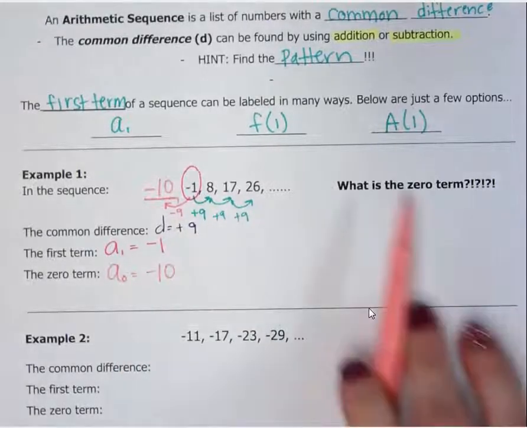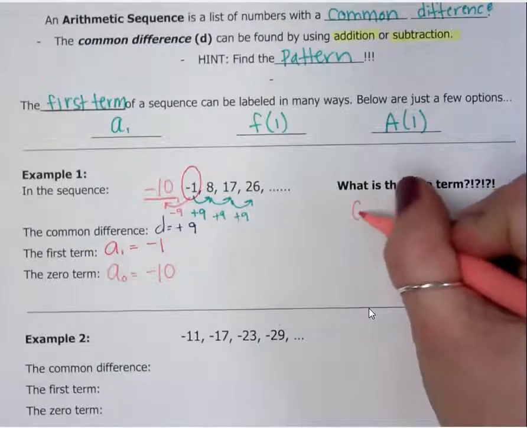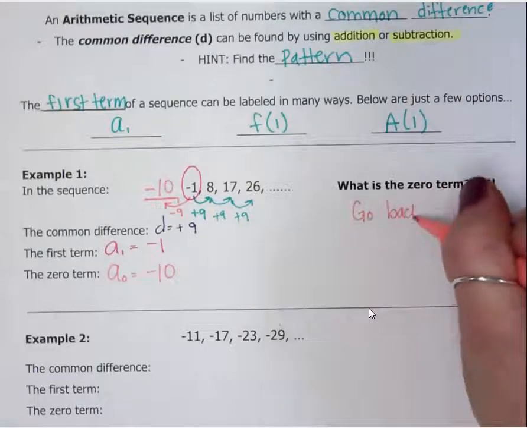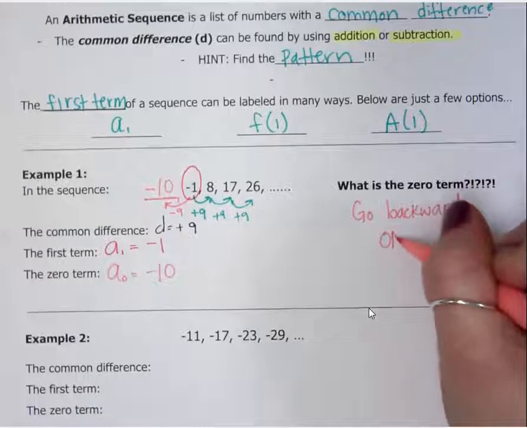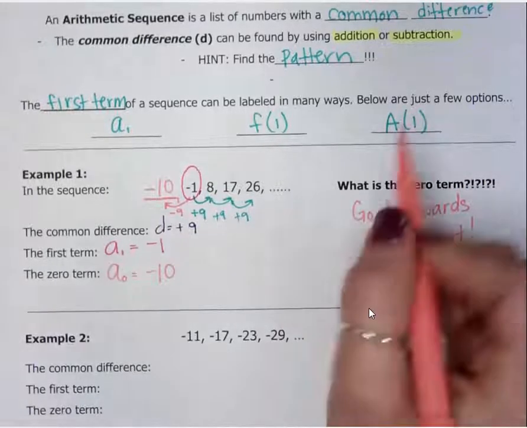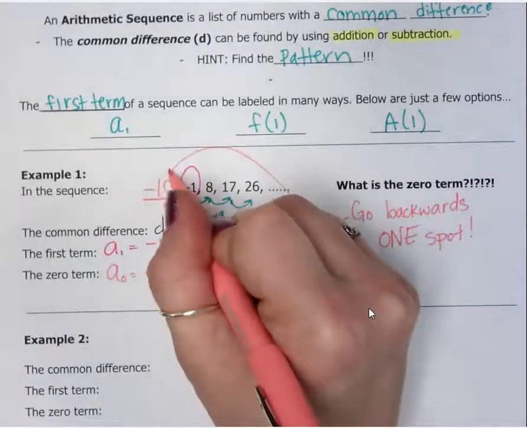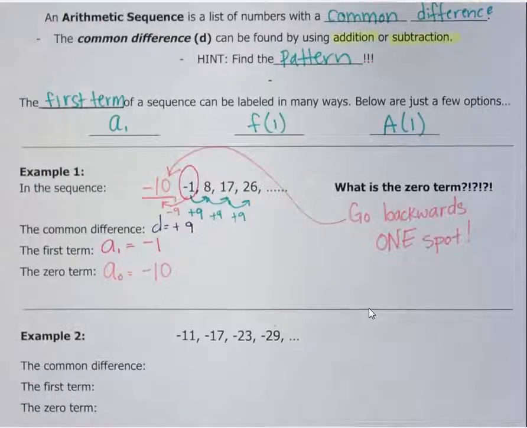Okay, so over here, when it's saying, what is the 0 term? What should we do? We're going to go backwards one spot. Okay, so that's this right here. Go backwards. So whatever you started with, go backwards one spot, and you should have the 0 term. Not too shabby, huh?